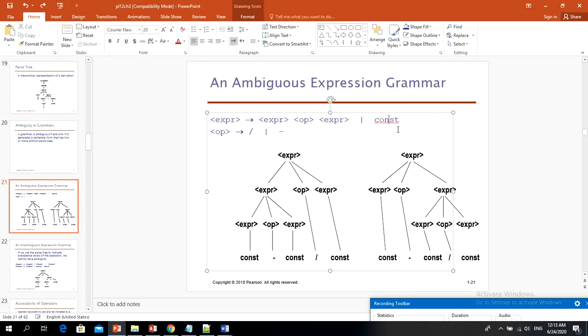And constant. If we would like to represent this one, look at it. I can represent it in two different ways. Look at both these parse trees. Expression here leads to or implies expression, operator, expression or constant, right? Okay, good. So here I can say expression could be expression, operator, expression, which is the same one here.